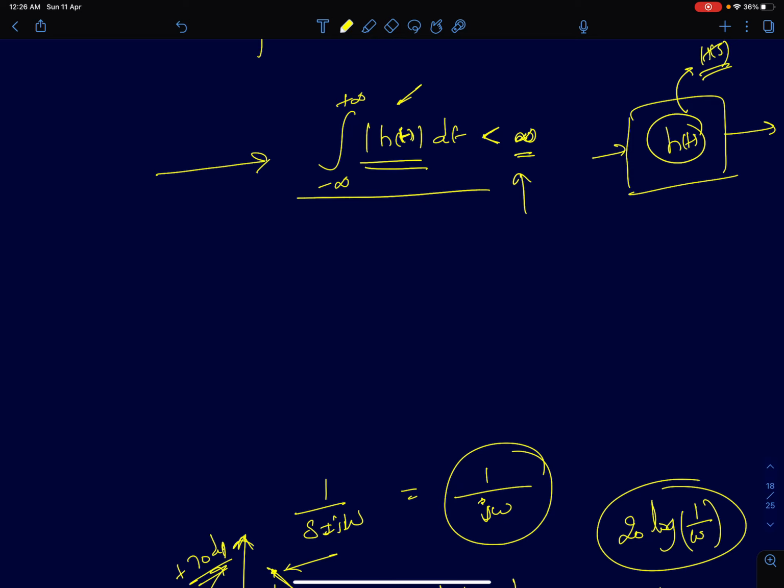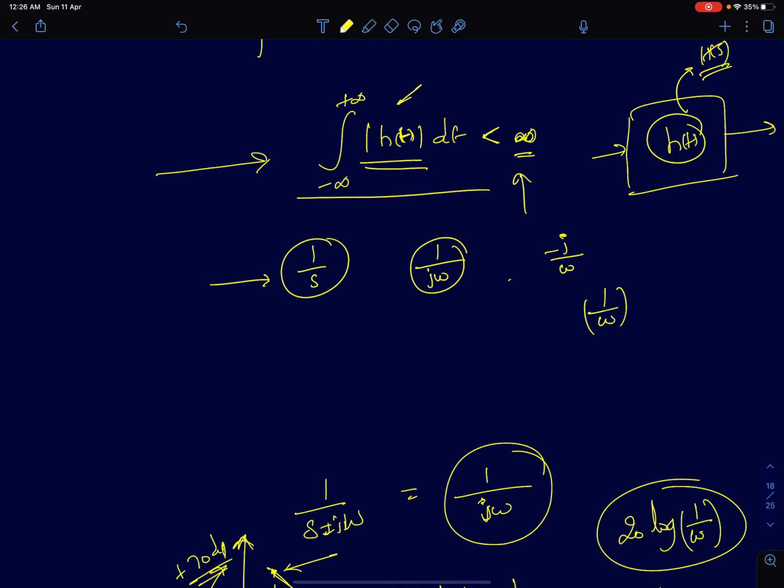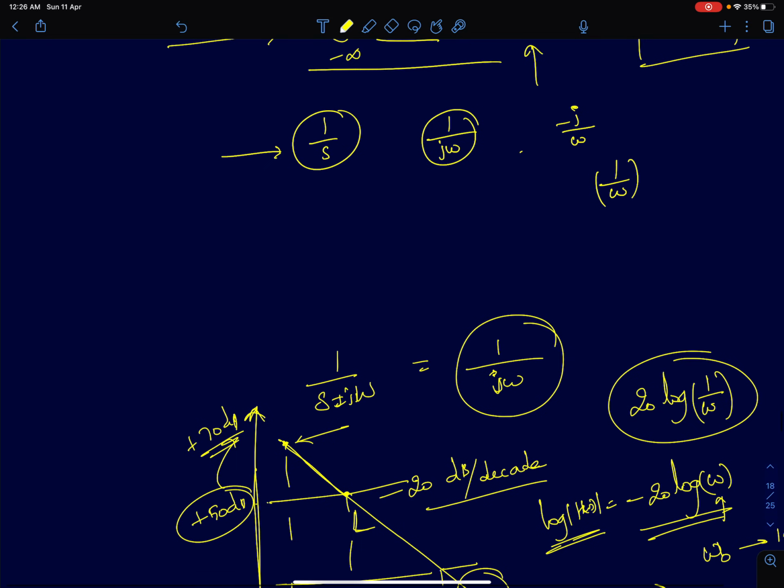Now we'll try to plot the frequency response of this system, 1 by s. We just discussed very briefly what the system is. I'm going to now draw the frequency response of this system. To draw that, I'll substitute s equal to j omega. Now this is a complex number with minus j by omega as the transfer function. Right now in this lecture, I'll mainly focus on drawing only the magnitude response. We'll talk more about the phase response in the upcoming lectures. So if I take mod of this, I'm going to get 1 by omega. Now I'll take 20 log of 1 by omega and try to plot this function.